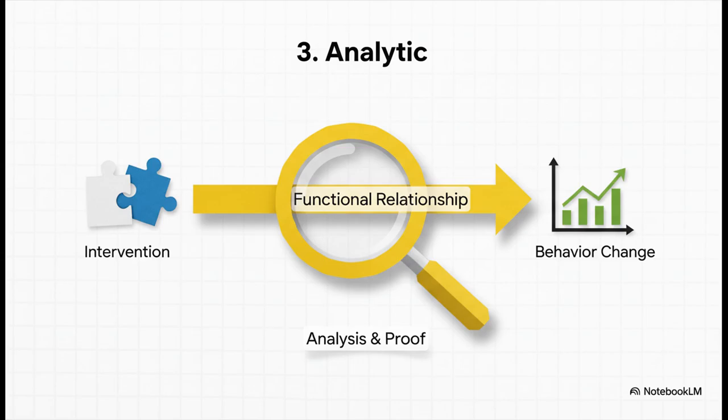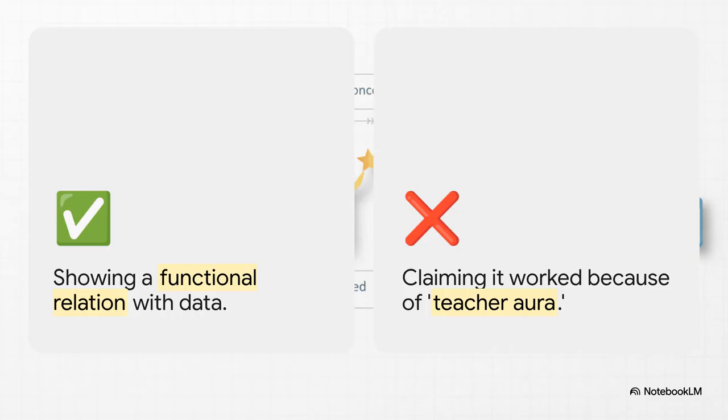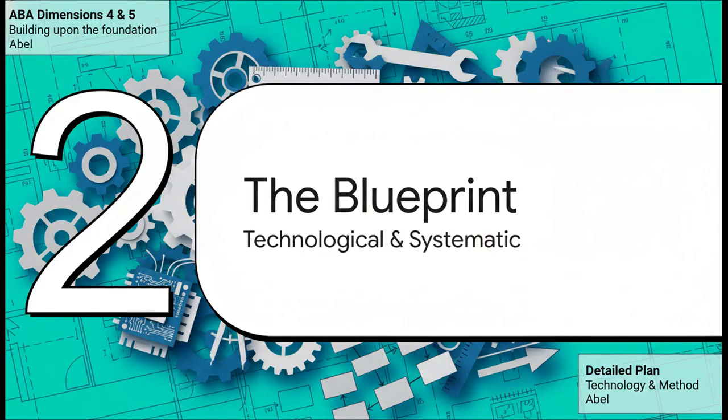And the third part of our foundation is analytic. This is where the science really kicks in. It's not good enough to just see a change in behavior. We have to prove that what we did, our intervention, is the reason the change happened. We have to show a clear cause and effect. So yeah, the whole point is to prove it, to show with data that A caused B. We have to rule out plain old luck or coincidence or some kind of mysterious teacher aura. We need proof.